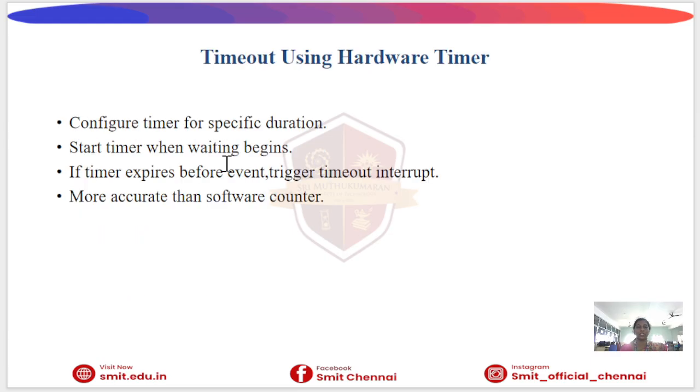Next one is the timeout using the hardware timer. Instead of a software counter, we use the hardware timer. The steps are: first configure the timer, then start the timer when the waiting begins. Wait for the event. If the timer expires, it generates the interrupt. If you called one person, for 1 minute it will be ringing. After that 1 minute, it generates the interrupt. Then it comes to the home page, or the system remains constant. So it becomes more accurate and is used in advanced systems.